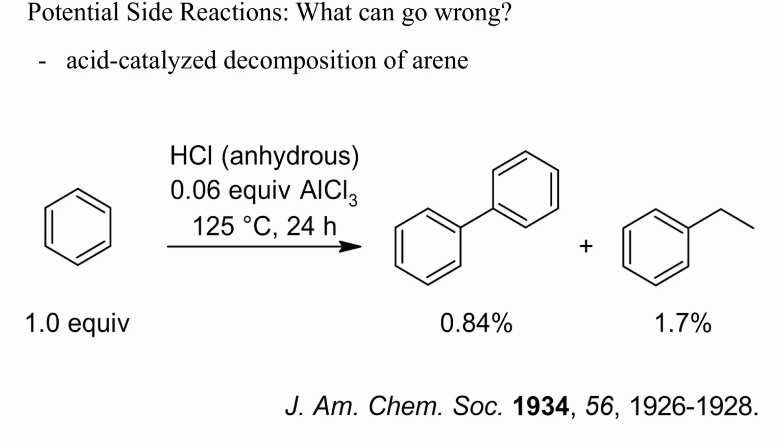Here, for instance, benzene was heated with catalytic aluminum chloride and hydrogen chloride. Small amounts of biphenyl and ethylbenzene were formed, the latter from ethylene originating from the hydrogenation and fragmentation of benzene.